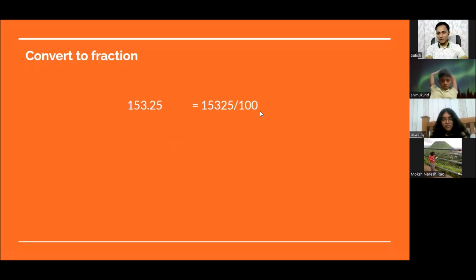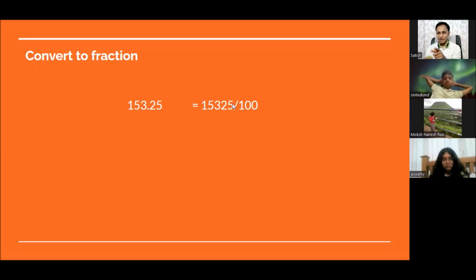Because if you divide something with 100, two decimals are moved, right? You understand? If you divide something with 100, two decimals will be moved. So if you divide 153.25 by 100, what are you doing? It moves by two decimals. So in another way, you are multiplying numerator and denominator with 100. If you multiply the numerator with 100, these decimals will go. Each 0 in the 100 moves the decimal. You understand this?